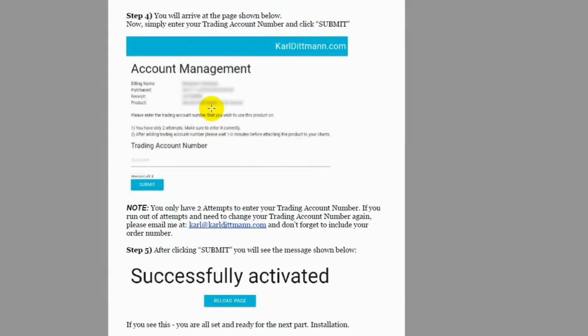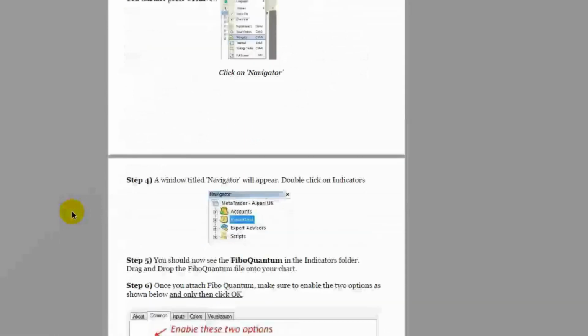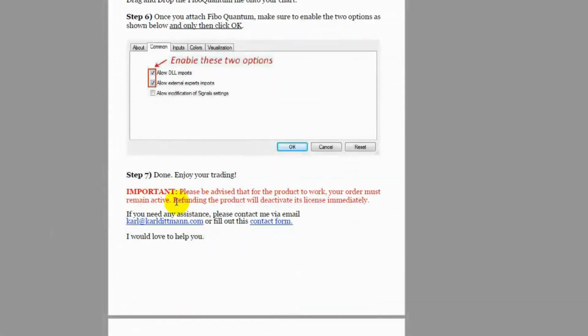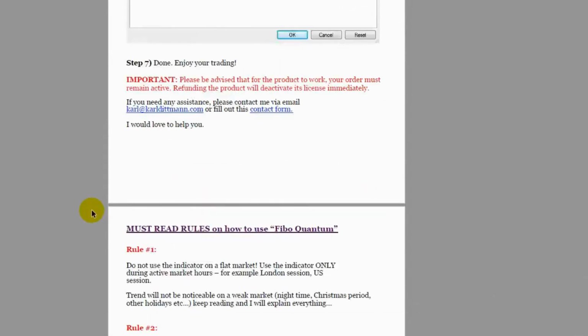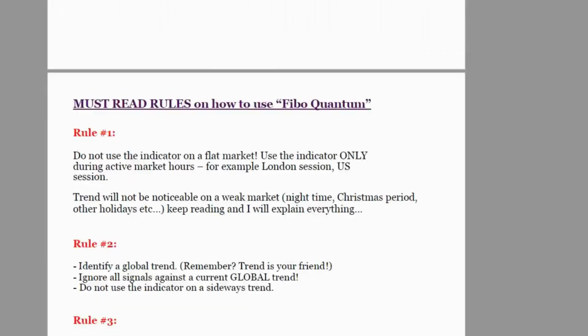And then you'll use your trading account number and go into the account management. Then next thing you know, you click submit, you're successfully activated, and then you can start using the product. As you install it, and as soon as you refund it, it gets canceled, so you won't be able to use it again. There are certain rules we have to look at before we look at the charts.